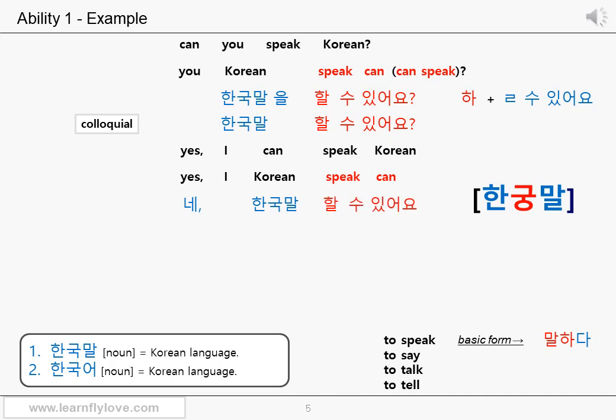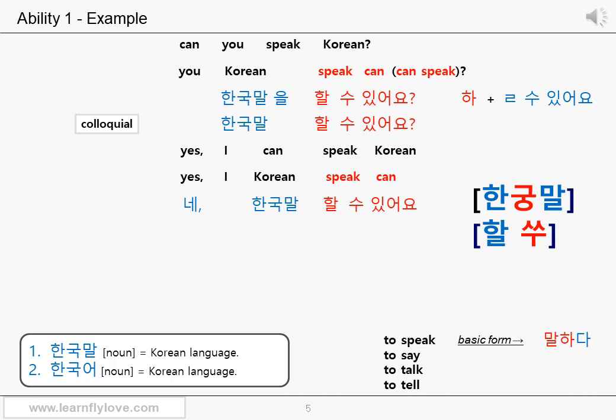Speak can. 할 수 있어요. Did you realize that 수 is pronounced with a stronger sound, 할 쑤? When the final ㄹ or 을 sound is added to the stem, the next ㄱ, ㄷ, ㅂ, ㅅ, ㅈ consonant is pronounced with a stronger sound. Let's talk more about it very soon. Anyway, it's pronounced 할 수 있어요.